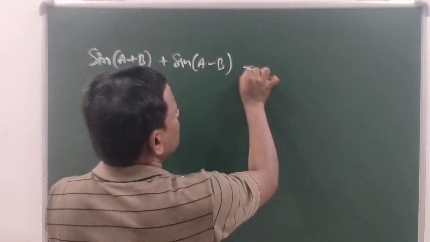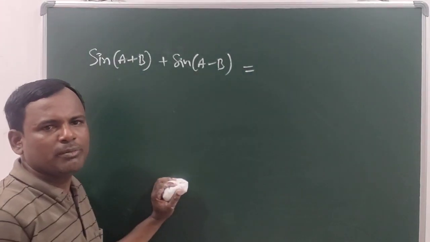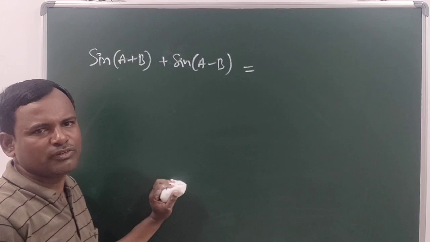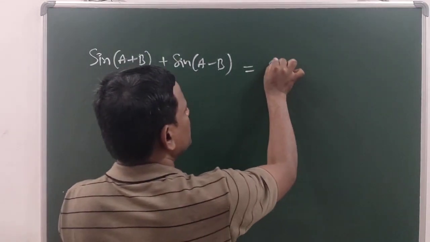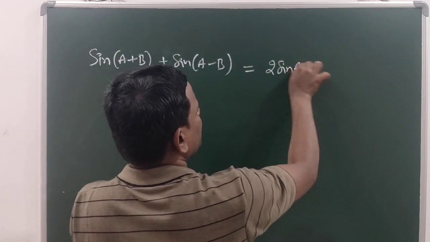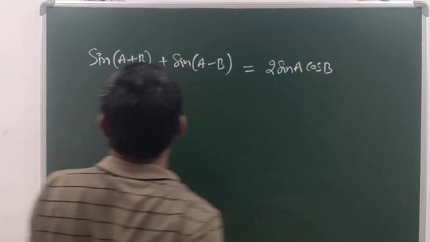Okay, right. Now let us go to the sum of sine A plus B plus sine A minus B. Now write both expansions and add them. Okay, so in that addition, the second terms will get cancelled and the first terms will be similar. Like terms you will get. If you add the two like terms, you will get 2 sin A into cos B.